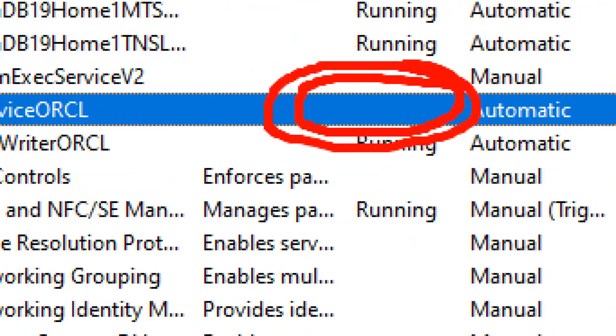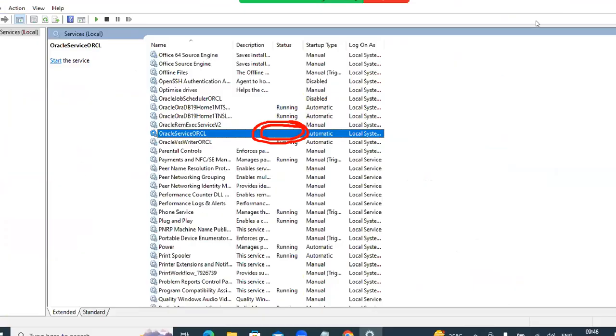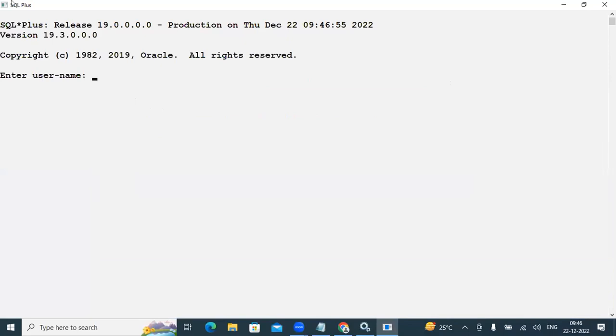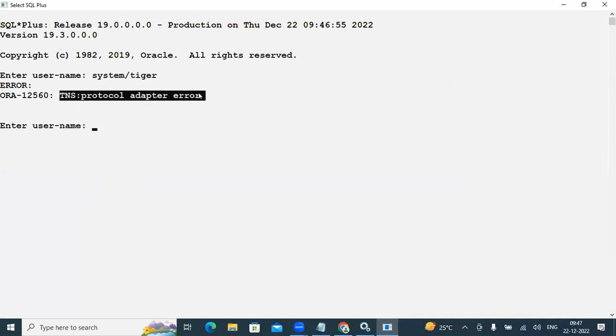Now come out to your SQL Plus and click on it. Again it asks you to enter your username and password. My username is System, my password Tiger. But still you can see you never get connected to the server, and there is a problem. What is the problem here? TNS protocol adapter error. While connecting, if you face this error, what do you want to do, sir? Now this is my first connectivity problem.